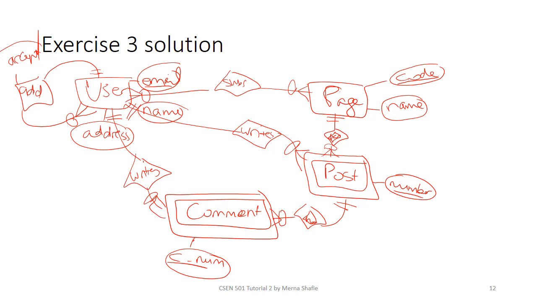As you can see here, we had two weak entities that are inheriting the primary key of the stronger entity. The comment depends on the weak entity, which is post, and post depends on the stronger entity, which is page. So this is the final EERD.